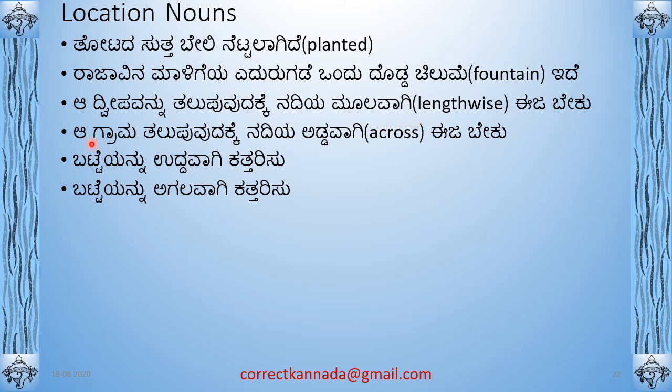So the next sentence is ಆ ಗ್ರಾಮ ತಲುಪುವುದಕ್ಕೆ ನದಿಯ ಅಡ್ಡವಾಗಿ ಈಜಬೇಕು. So now you are saying that ಆ ಗ್ರಾಮ means village. ಆ ಗ್ರಾಮ ತಲುಪುವುದಕ್ಕೆ, to reach that village, ನದಿಯ, the river's, ಅಡ್ಡವಾಗಿ. Here we saw ಮೂಲವಾಗಿ; ಅಡ್ಡವಾಗಿ means across. So if you want to talk about the width side, the breadth of an object, you say ಅಡ್ಡವಾಗಿ. If you want to say the length of an object, you say ಮೂಲವಾಗಿ. ಅಡ್ಡವಾಗಿ, ಮೂಲವಾಗಿ. Okay. ಈಜು is to swim. So ಈಜಬೇಕು means you have to swim.